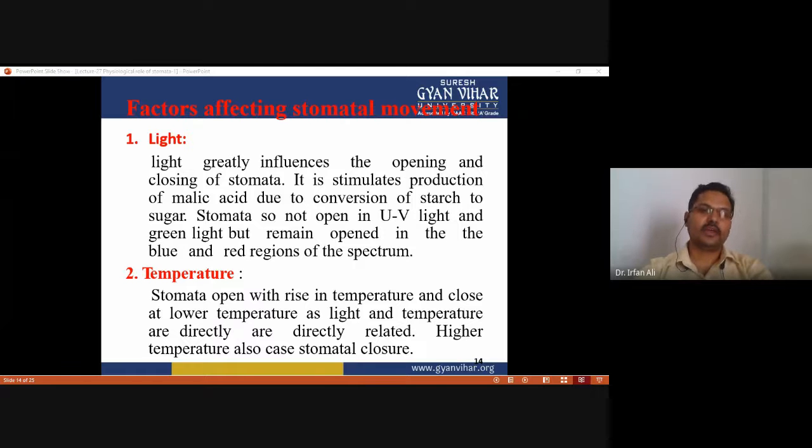Temperature also affects opening and closing of stomata. So stomata open with rise in temperature and close at lower temperature. As light and temperature are directly correlated, so higher temperature also causes stomatal closure. If there is too much high temperature, it leads to the closing of the stomata. Stomata open with rise in temperature, but after a certain limit, it has an adverse effect.